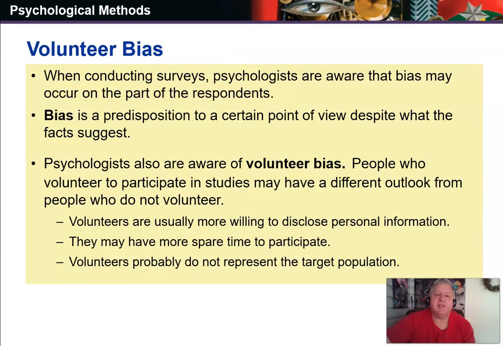When conducting surveys, psychologists are aware that bias may occur on the part of the respondents. Bias is a predisposition to a certain point of view despite what the facts suggest. Psychologists are also aware of volunteer bias. People who volunteer to participate in studies may have a different outlook from people who do not volunteer. Volunteers are usually more willing to disclose personal information. They may have more spare time to participate, and volunteers probably do not represent the target population.